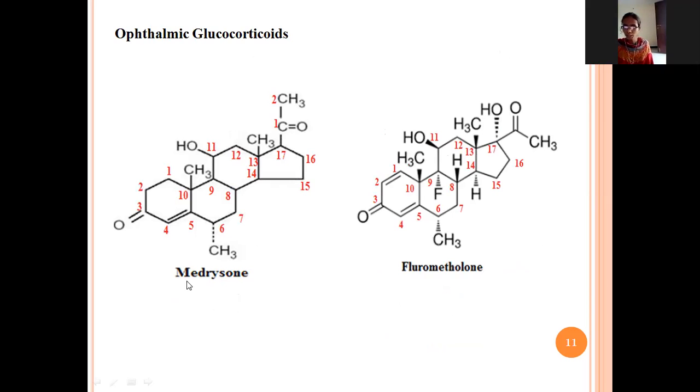First one is medrisone. If you see the structure here, this is the phenanthrene ring and this is a cyclopentane structure. So in the 3rd position, oxygen, and in the 11th position, hydroxyl group, and here in 6th, 10th and 13th position, methyl structure is attached.